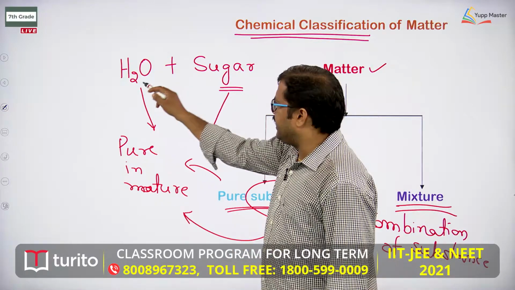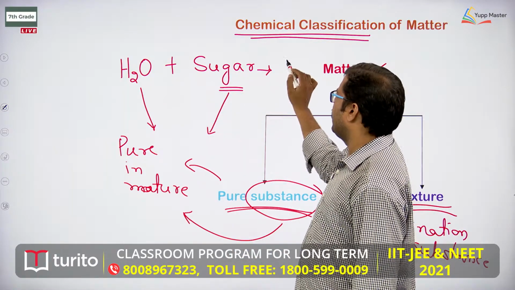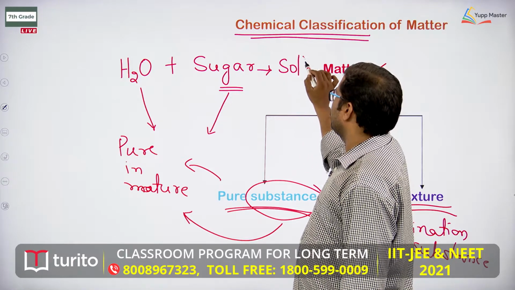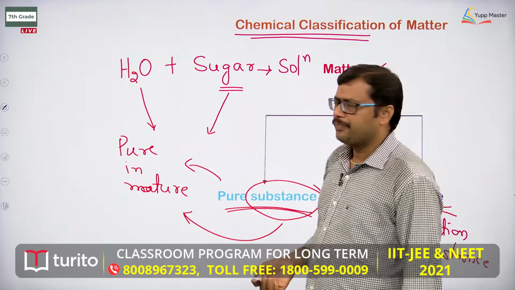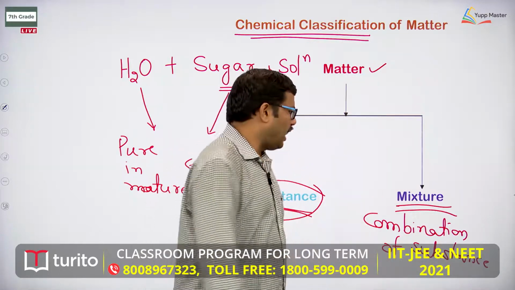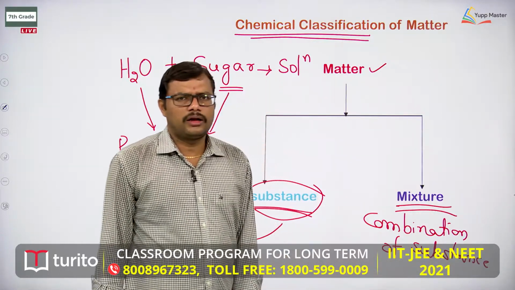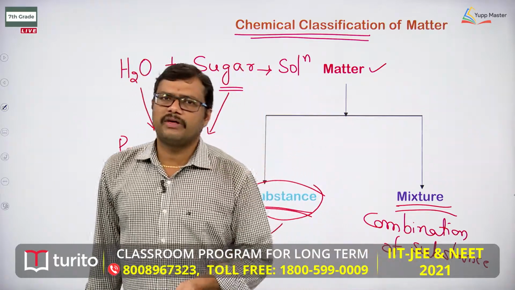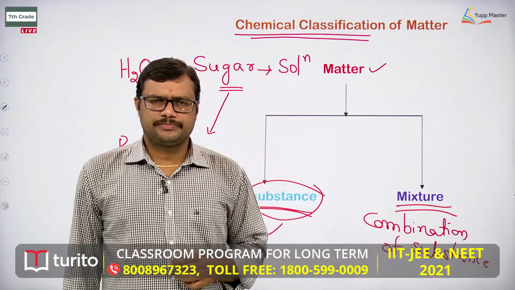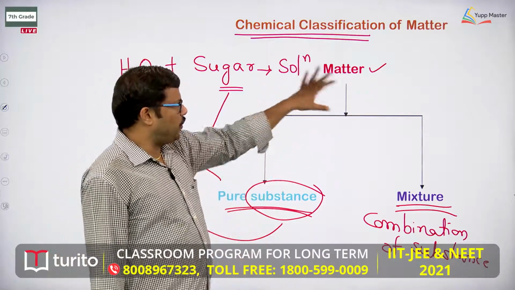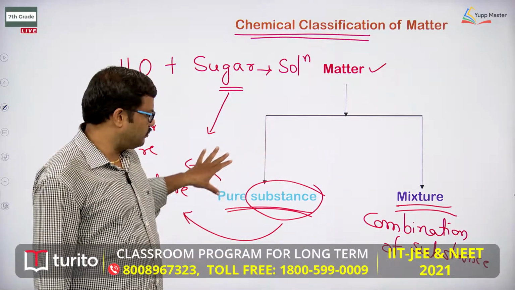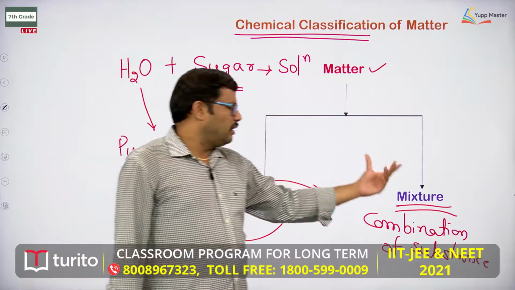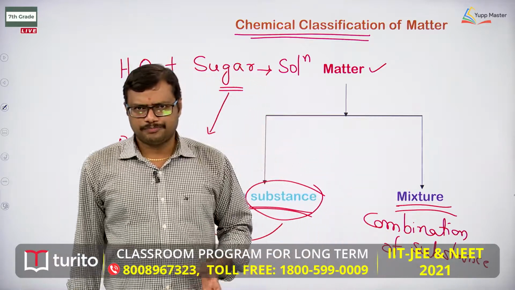So when I combine these 2, what am I going to get? I am going to get a solution. What is that? Sugar solution, which has sugar as well as water. So the combination of pure substances will result in the formation of a mixture. In nature, matter can be taken in terms of pure substances or in the form of a mixture.